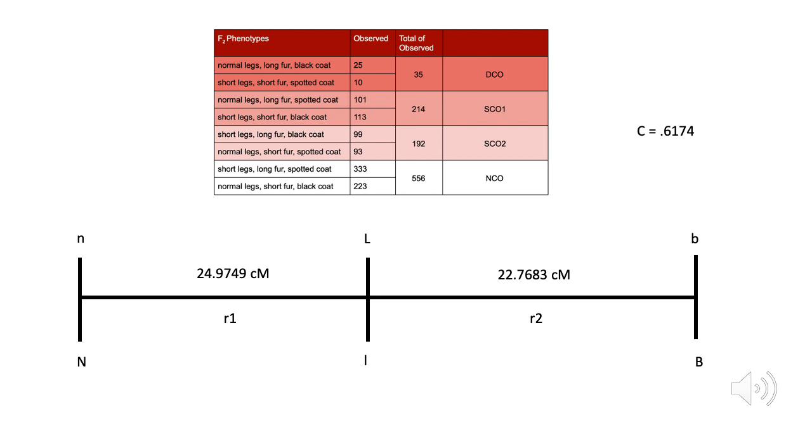You can also find the R1 and R2 distance and C value. At R1, there is a 24.97 centimorgan distance between the leg length and fur length loci. For every centimorgan, there is a 1% chance of crossing over between the loci. This means there is a 24.97% chance of crossing over between the leg length and the fur length loci.